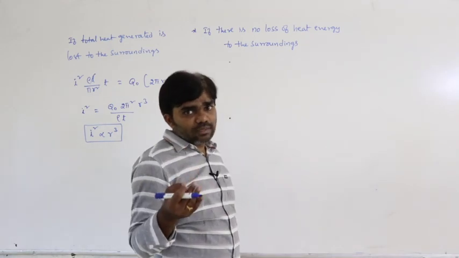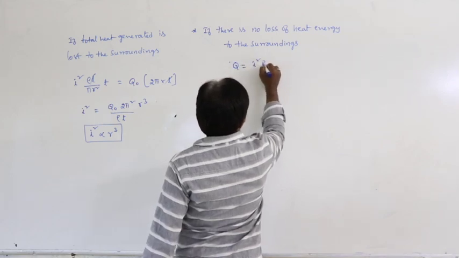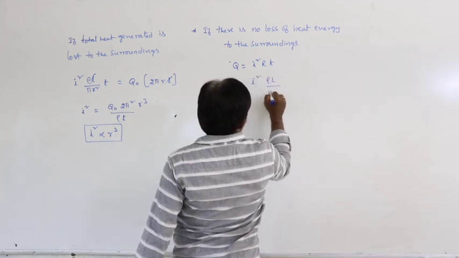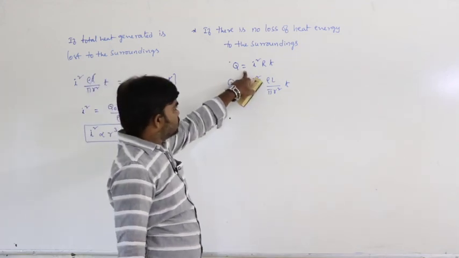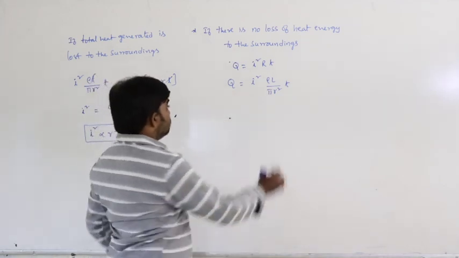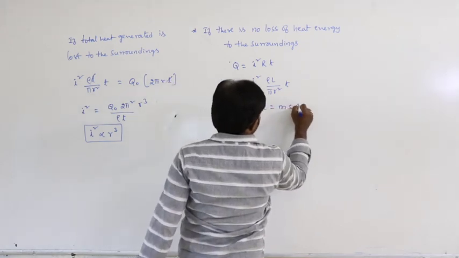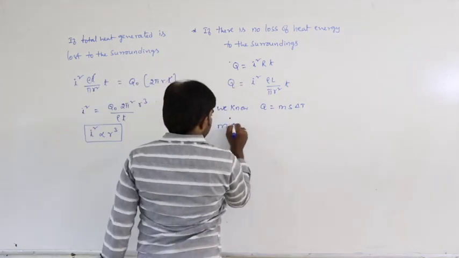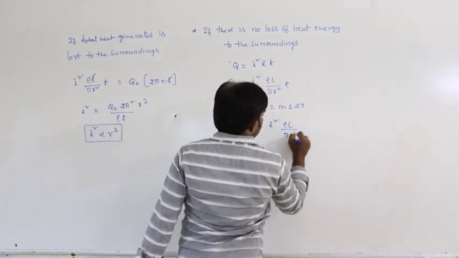In how much time does it melt? Let us see. Q is equal to I square RT, so Q is equal to I square rho L by pi r square into T. This is the amount of heat energy generated, but this heat energy must be utilized by the fuse wire. Then, in thermodynamics, Q can be written as m s delta T. So m s delta T is equal to I square rho L by pi r square into T.